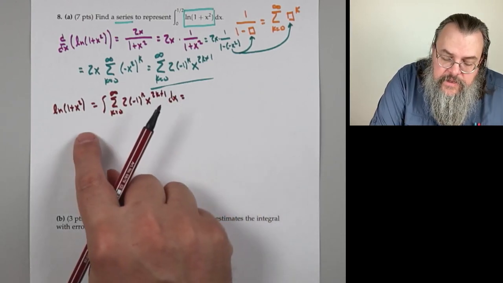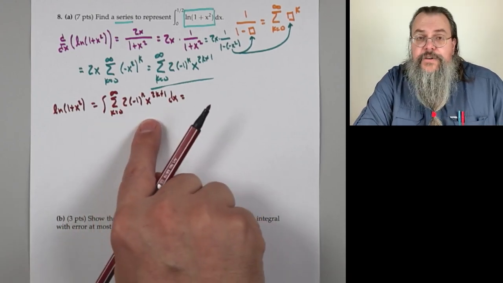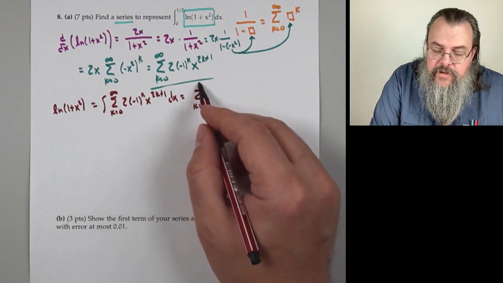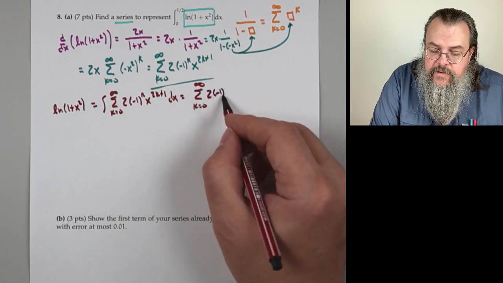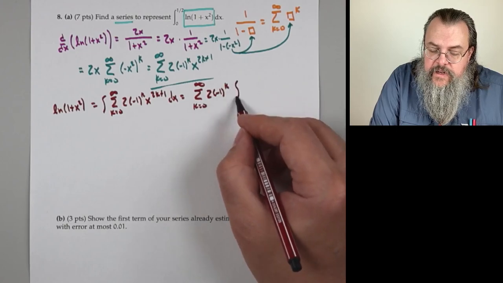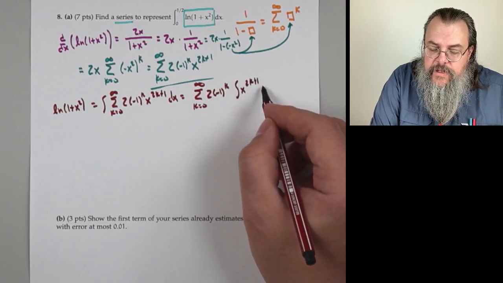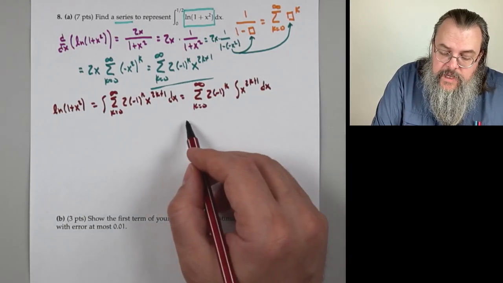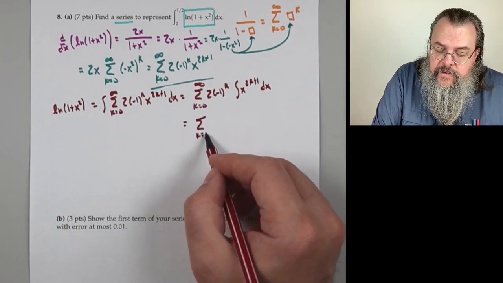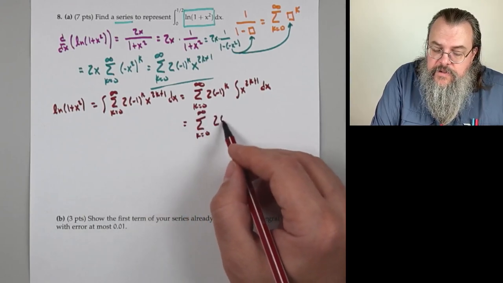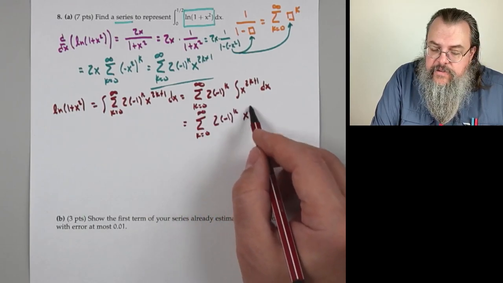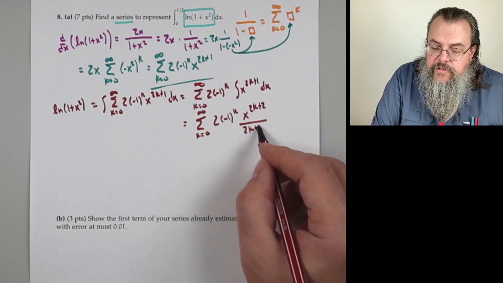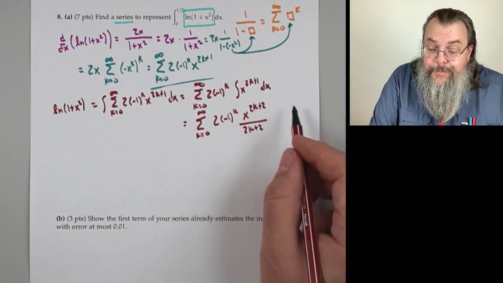And now the nice thing is you can push the integral through. So this is the sum, 0 to infinity, 2 times minus 1 to the k, and then it's the integral of x to the 2k plus 1 dx, which will give us the sum 0 to infinity of 2 negative 1 to the k, x to the power 2k plus 2 divided by 2k plus 2, plus c.